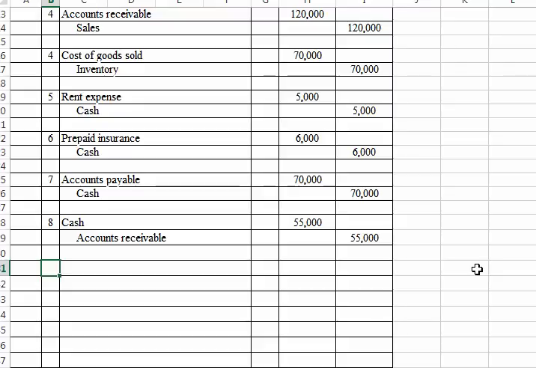Alright, and then number 9, recorded depreciation expense of $1,000 for the month on the equipment. Okay, the debit here will be to the expense account, depreciation expense for $1,000. That's an expense that increased. And do you remember the credit from financial accounting? I hope you do. It's a credit to accumulated depreciation.